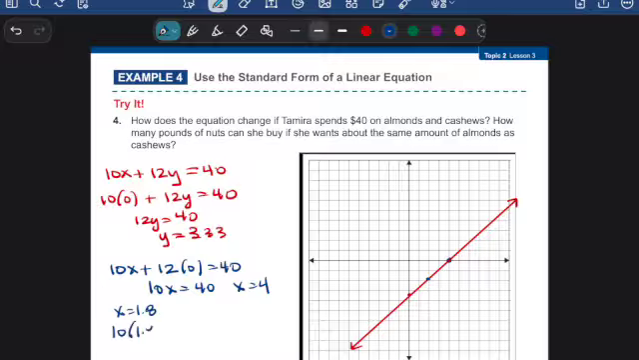10 times 1.8 equals 18, plus 12y equals 40. 18 plus 12y equals 40. 12y equals 22. Y equals 1.83. Pretty good. So she can buy about 1.8 pounds of each if her budget is 40.